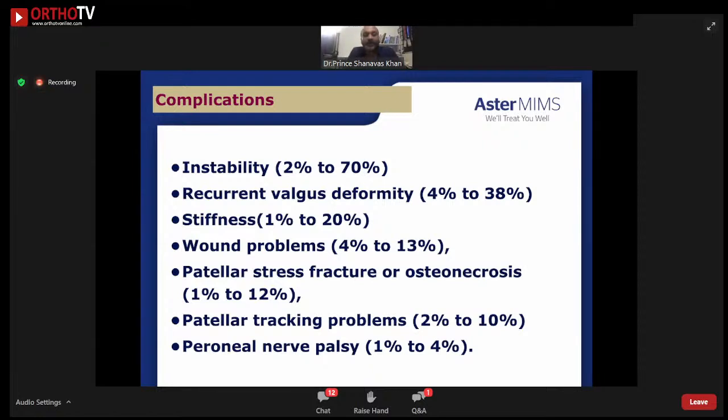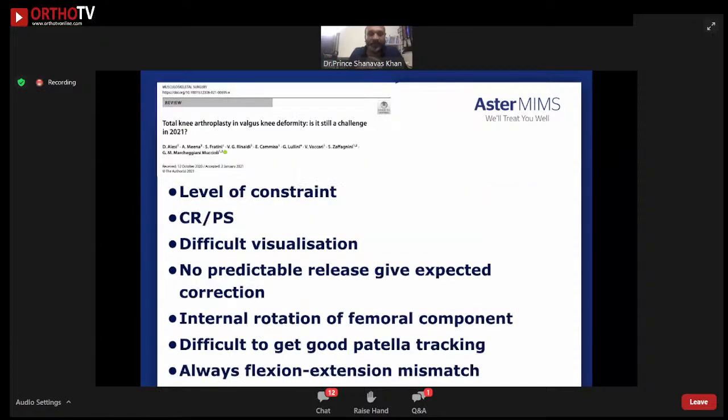The next day after surgery, on morning rounds, you will see that there is a foot drop from the peroneal nerve. So what do you do? You keep two pillows and keep the knee in flexion, and that will get automatically corrected, because it is just due to stretching of the nerve. You don't need any surgical procedure for correction of this peroneal palsy.